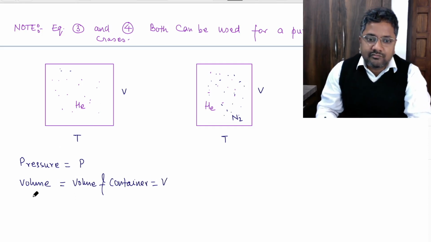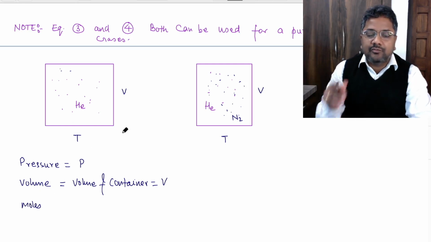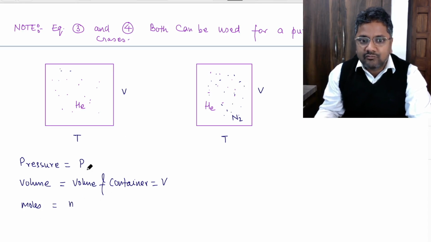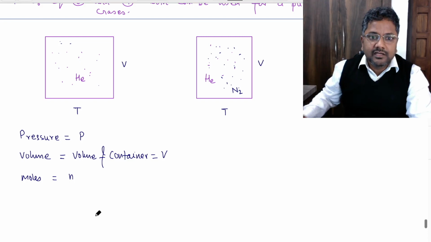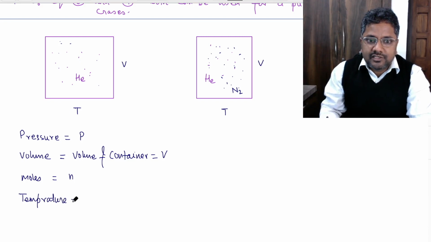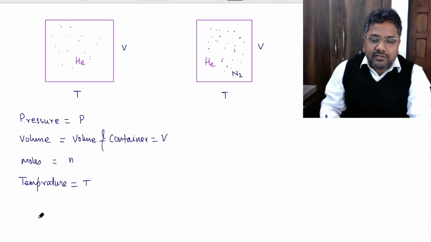Before applying PV = nRT, you have to specify all four variables. So moles: let n moles of helium be there, and temperature is T. So what is the equation? Now the equation is PV = nRT.